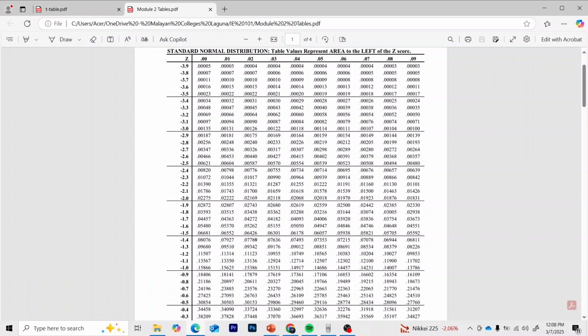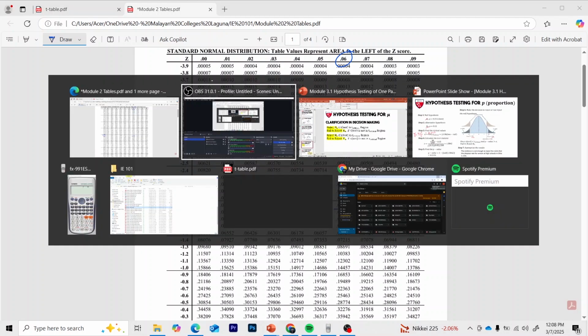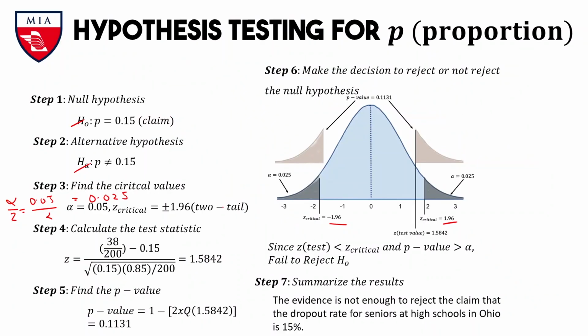So what's the value? 1.96. Okay, so we have here 0.025, so it is under. So we have 0.025 here. So where's the pen? Okay. So we have 0.025 here. Therefore, it is under negative 1.96. Therefore, okay, we have negative 1.96. And like I said earlier, since we started with the negative, we will just assume that the value is positive on the right side. So in our two-tailed, we have positive and negative 1.96.